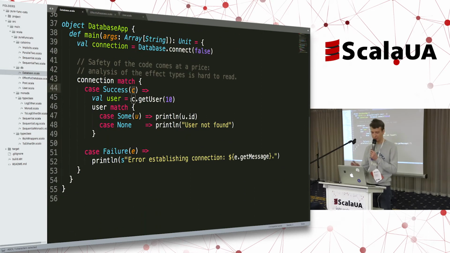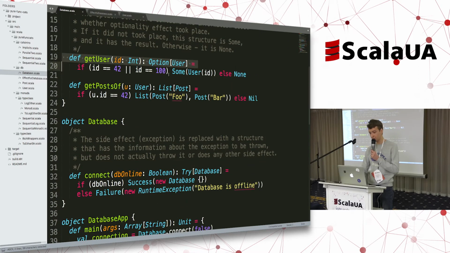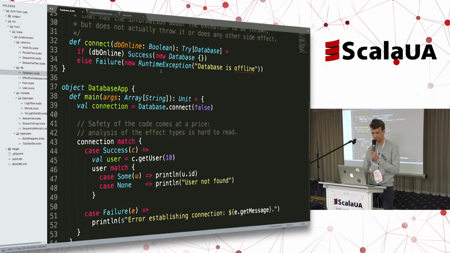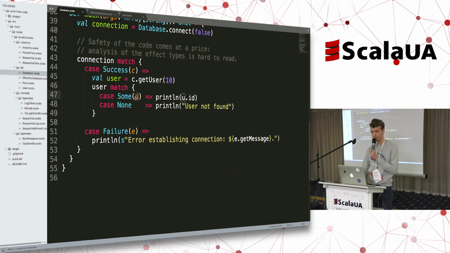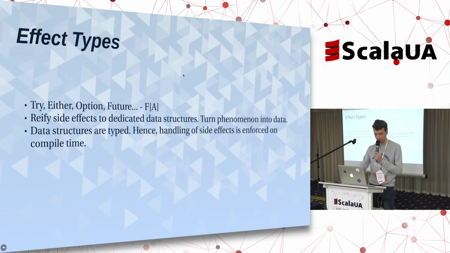No, sorry, not the user, but the connection. C is the connection. And once we have the connection, we are able to execute c.getUser on this connection. Then c.getUser returns a data structure with its own Option of user. Then we examine this data structure. If the user is available, we print its ID. If it is not available, then we print an error that the user was not found. So let us see how this plays out.